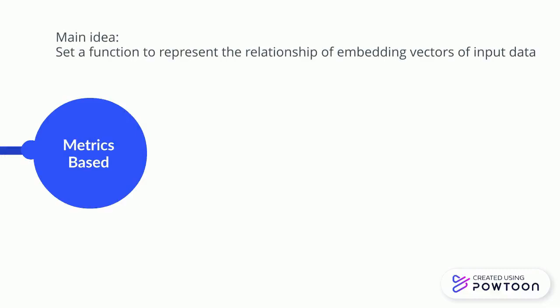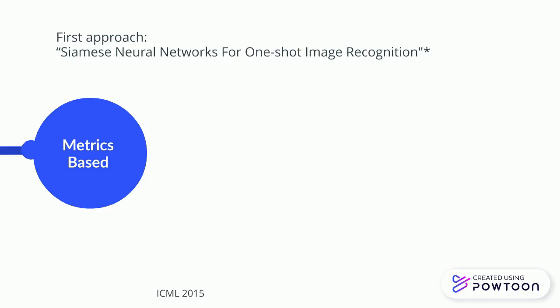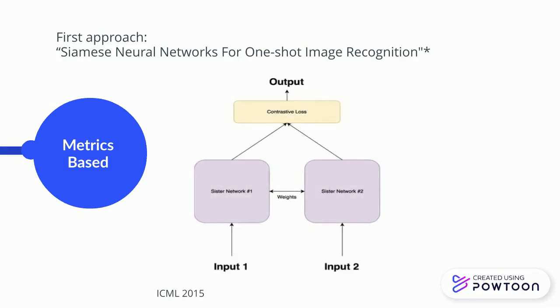On the other side, matrix-based methods try to represent a function to map the relationship of embedding vectors of the input data. As an example of that, we use a linear regression as a function. This paper here was one of the first approaches in this direction. They tried to learn an embedded representation with a two-stream network.